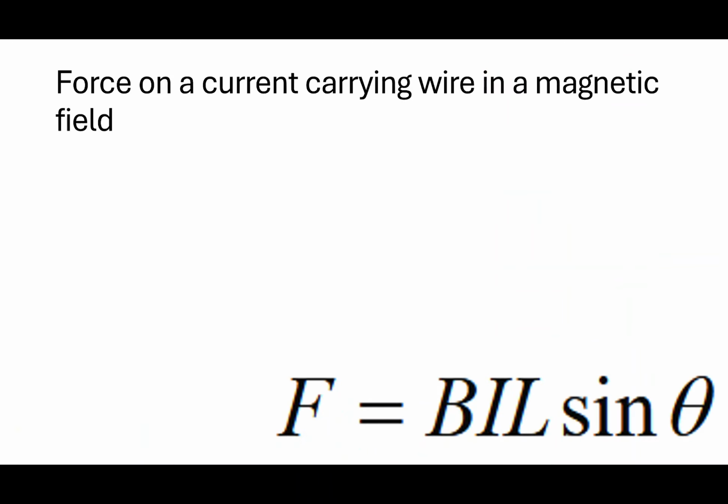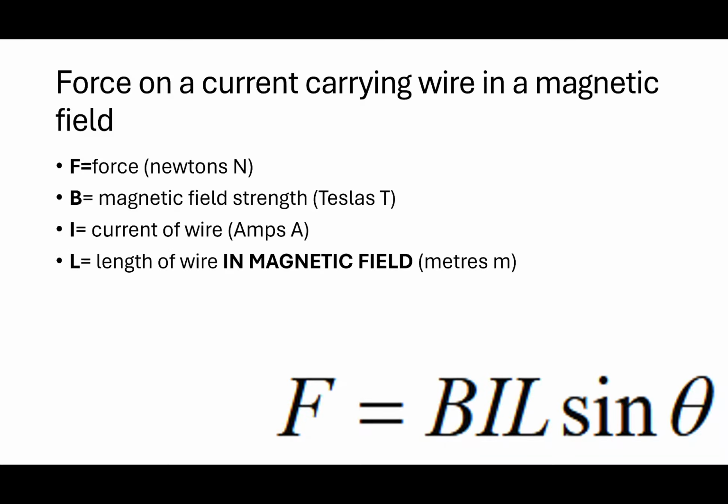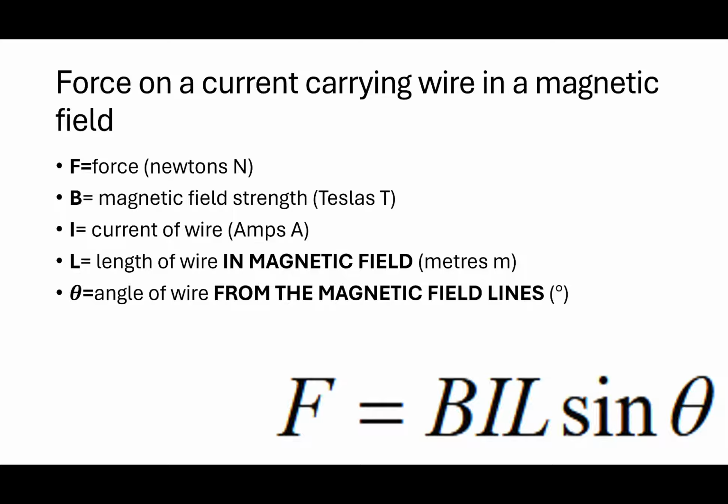This is the right-hand slap rule now. The force on a current-carrying wire in a magnetic field. It's force in newtons, magnetic field strength, current, length of wire. This is important. And the angle of the wire from the magnetic field lines.